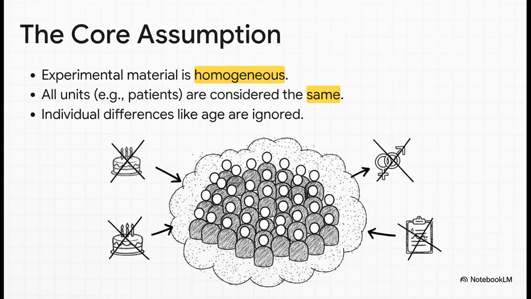This idea of homogeneity is really the soul of the CRD. It means we have to pretend that all 30 of our patients are identical. We intentionally ignore their age, their gender, their medical history, everything. But why would we do that? Well, we do it so that any difference we see in their recovery can't be blamed on those other factors. Any other variation we see is just chalked up to random background noise, which we call experimental error.